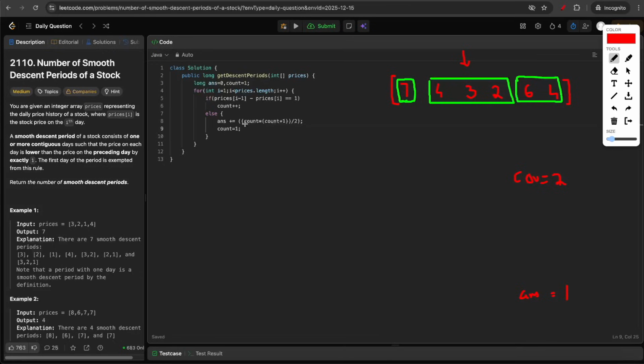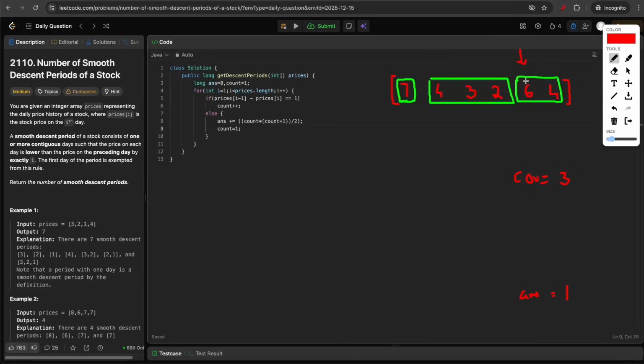Next, we continue our iteration. So we move to the next element. Again, we see that this 2 is exactly 1 less than the previous value. So again, we go to the if case and we increase the count. So now count is becoming 3.